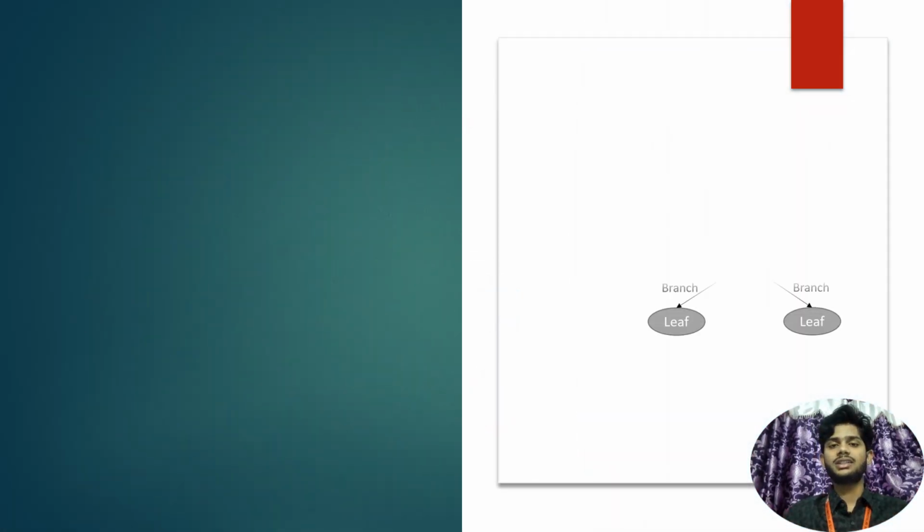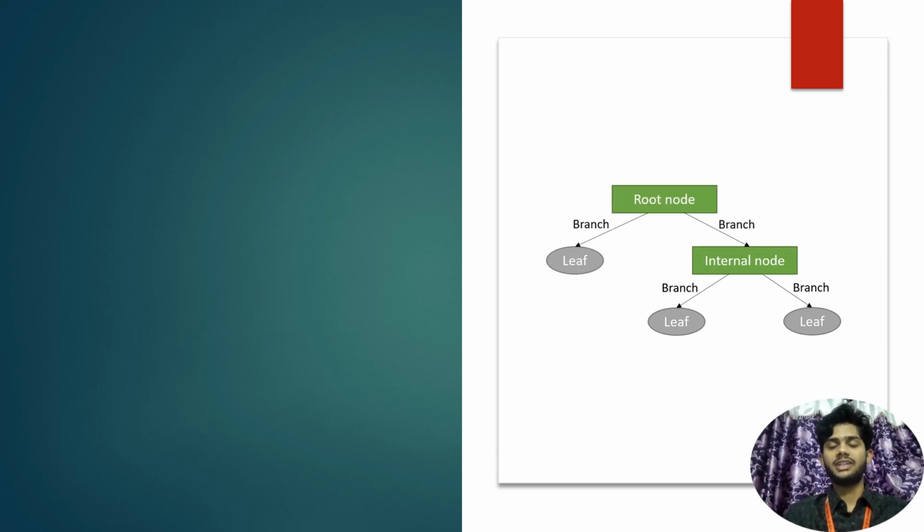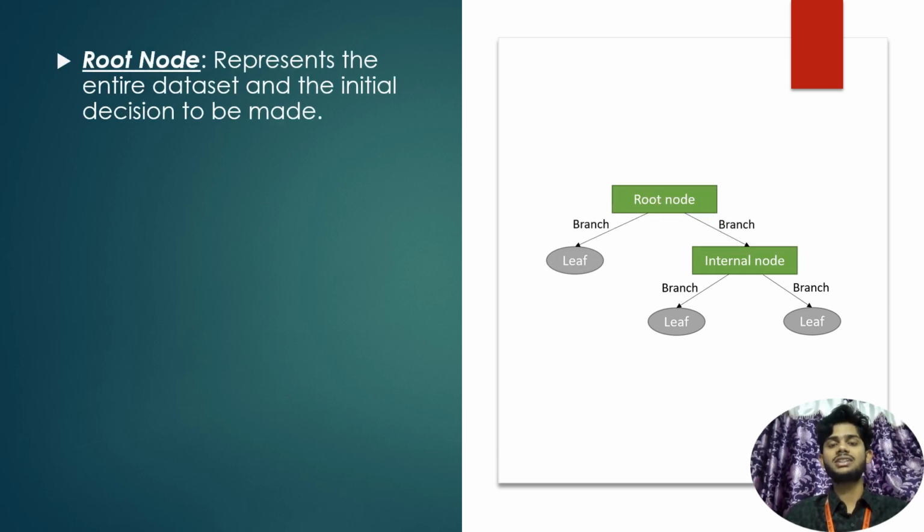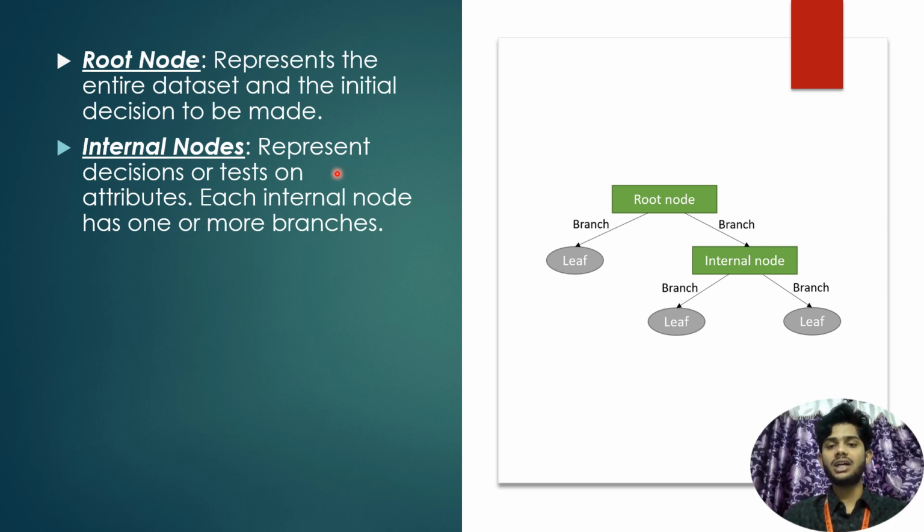Now let's discuss the structure of the decision tree. In this slide we will discuss each component of the decision tree. First is the root node. The root node is also known as a decision node. It is the main node representing the entire data set and the initial decision to be made. Next are the internal nodes, which represent the decision or test on an attribute. These nodes are connected with branches, so the internal nodes are connected with the root node and its respective other nodes.